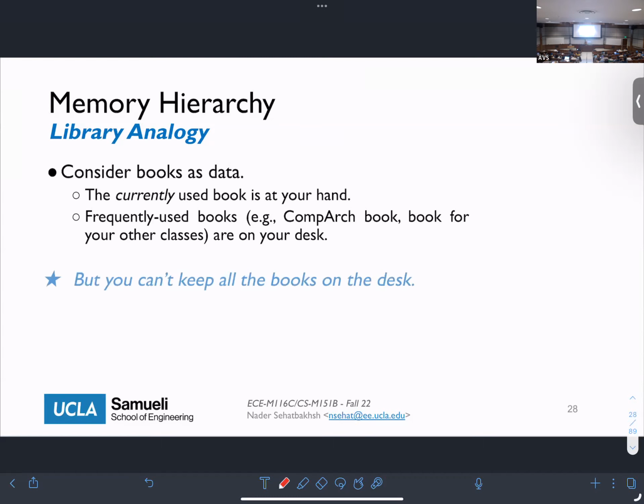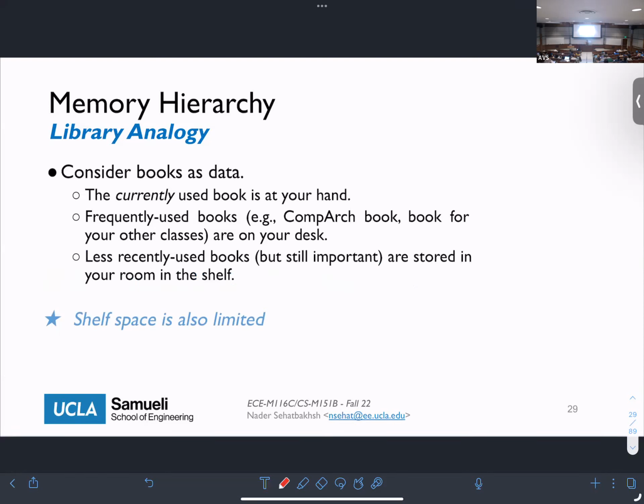But the problem is that your desk can only supply a few books, right? So maybe 5 or 10, depending on the size of your books or your desk. So what you would do is add another layer of hierarchy to your example: a shelf in your room where you also store some of your books. So you will have one book at hand, a bunch of books on the desk, and then for those books that you probably read less frequently, you put them on your shelf.